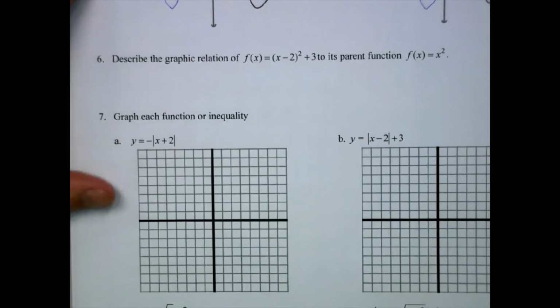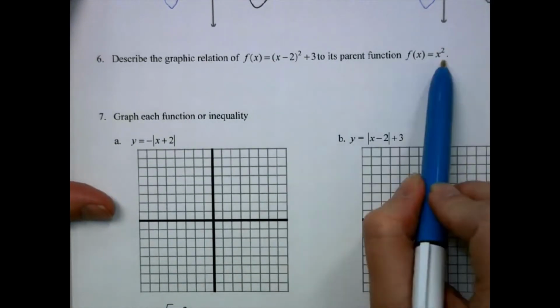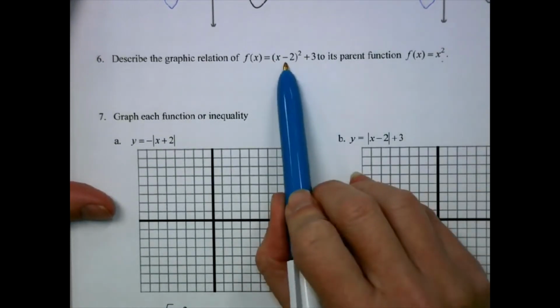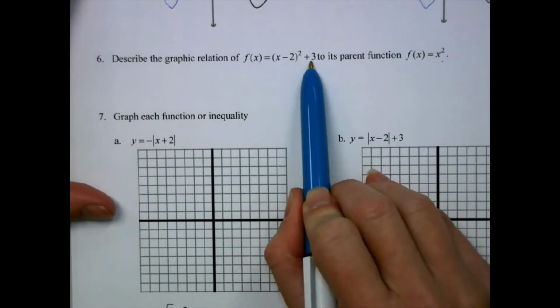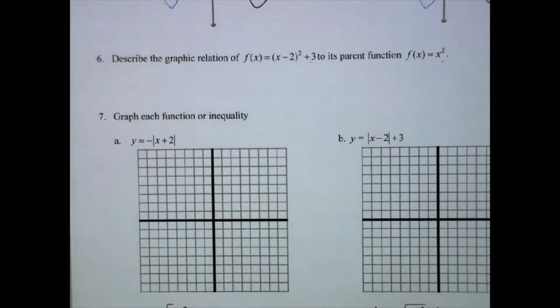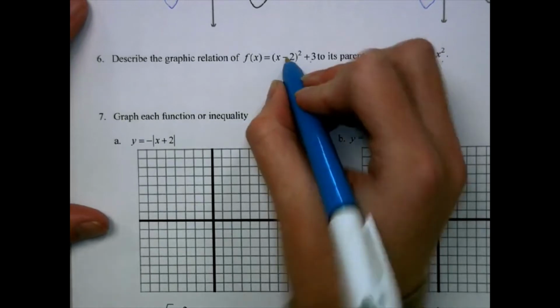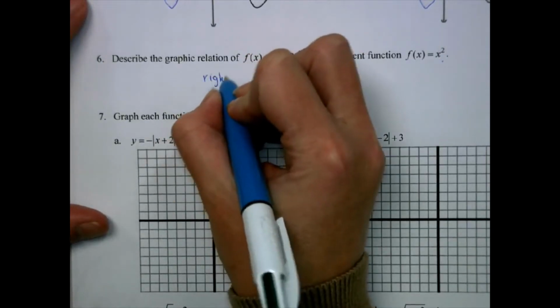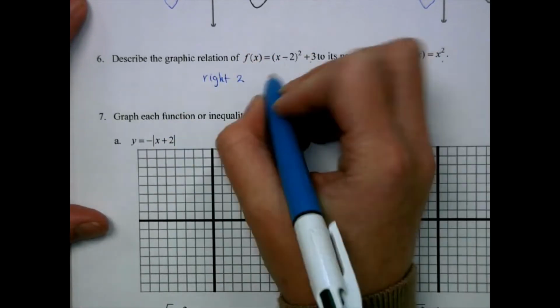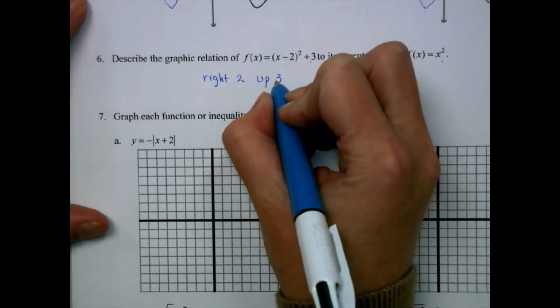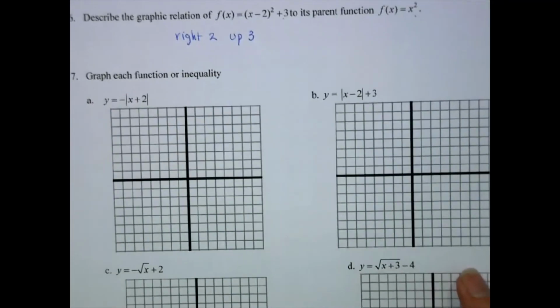Okay, so the graphic relationship, our parent function is x squared. We have a -2 on the inside and a +3 on the outside. So on the inside, that's going to move it right 2. On the outside, it's going to move it up 3. Okay, then we have these different graphs.